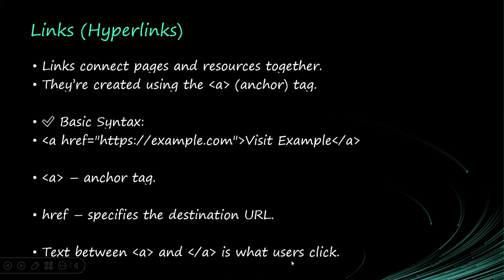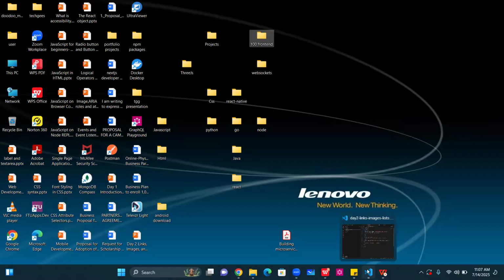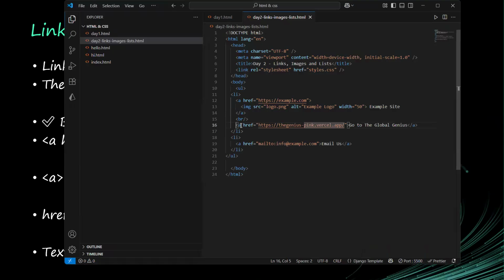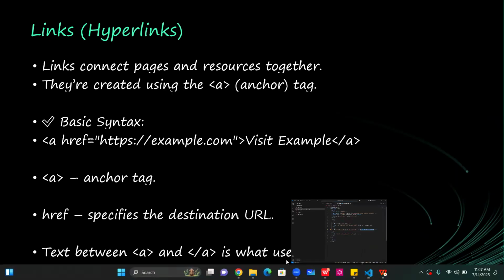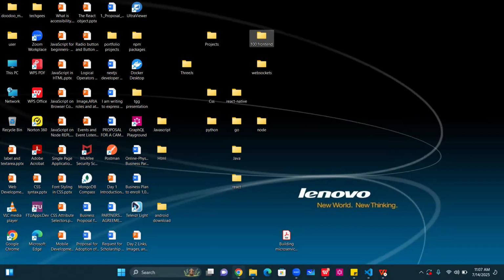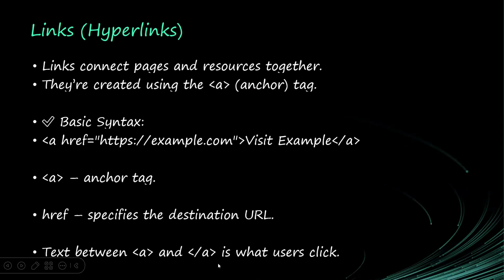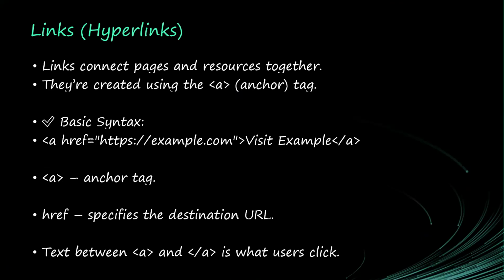Now, the text between the anchor tags, the opening tag and the closing tag, is what the user clicks. You have seen it. What I have in between here, this is the start tag, and this is the end tag. Anything that is in between here is what the user sees, and you can see that's what we actually have here. So this is what the user sees, and this is what they will click.